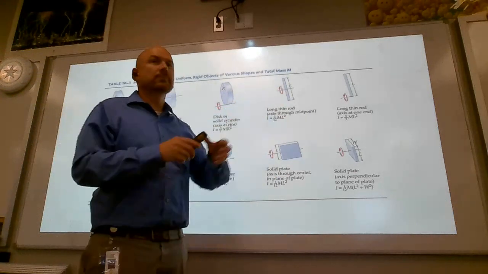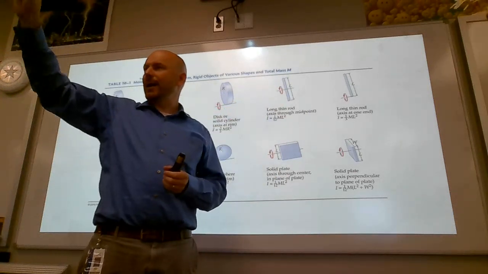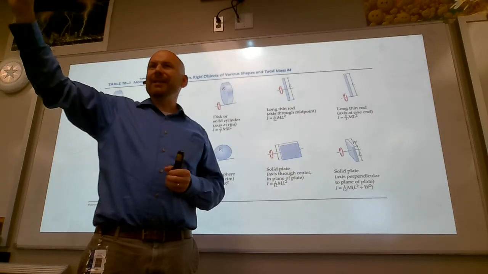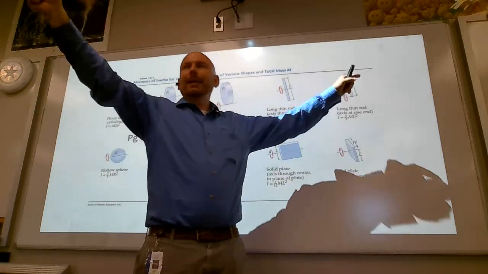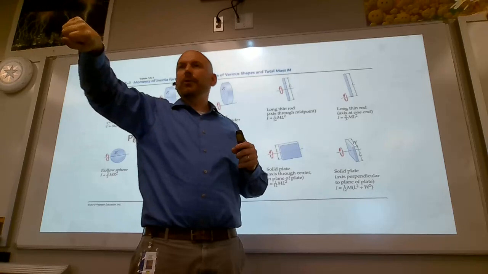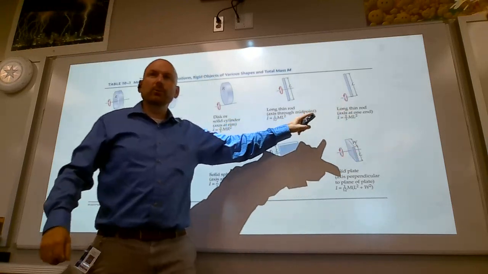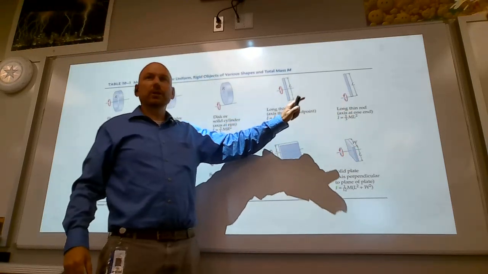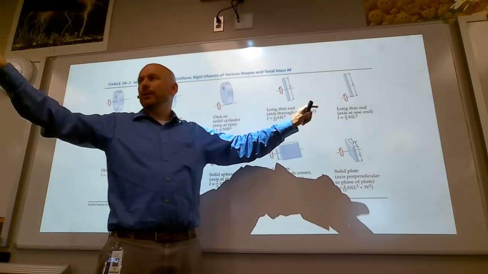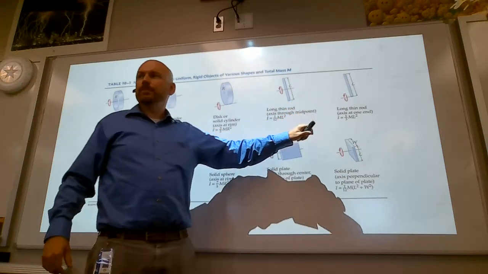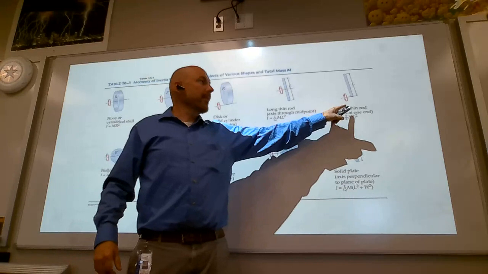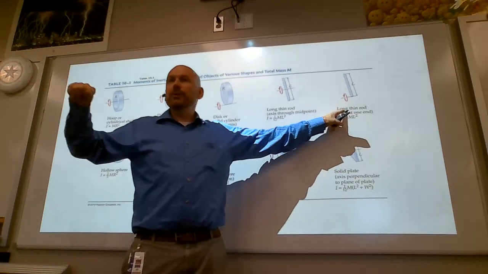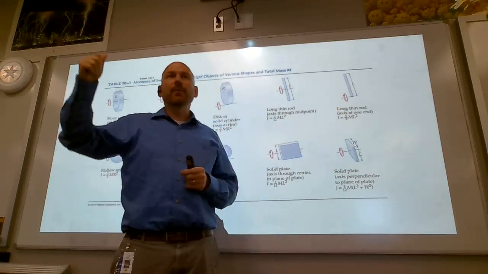So if you want to think about how hard it is to rotate something, if you had a rod and you're rotating about the center of mass, would that be easier or harder than if you had it at the end and had to rotate it about the end? Which would be easier to rotate, or which would be harder to rotate? About the end, it would be harder to rotate. Therefore, you're going to have a higher moment of inertia.